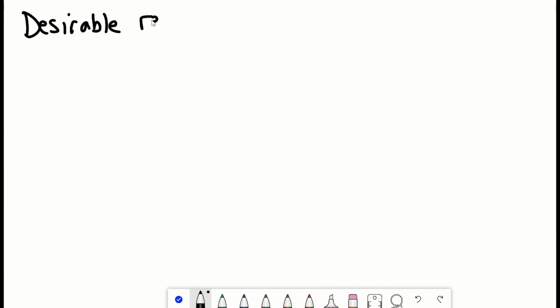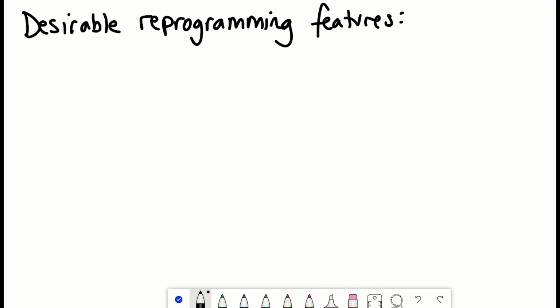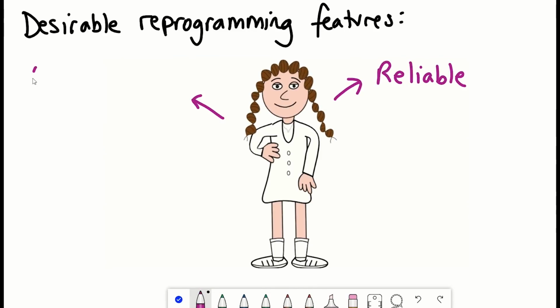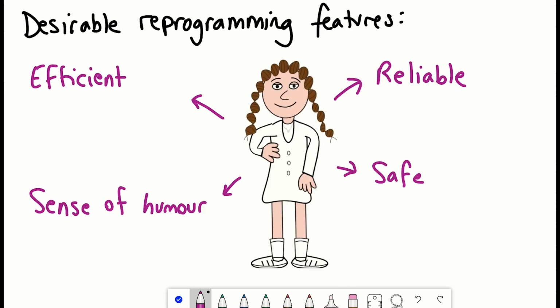So what would be desirable features for reprogramming technology? Well, I would like a reprogramming technology that matches my personality: reliable, efficient, safe, with a good sense of humour. Okay, we can scratch the good sense of humour.